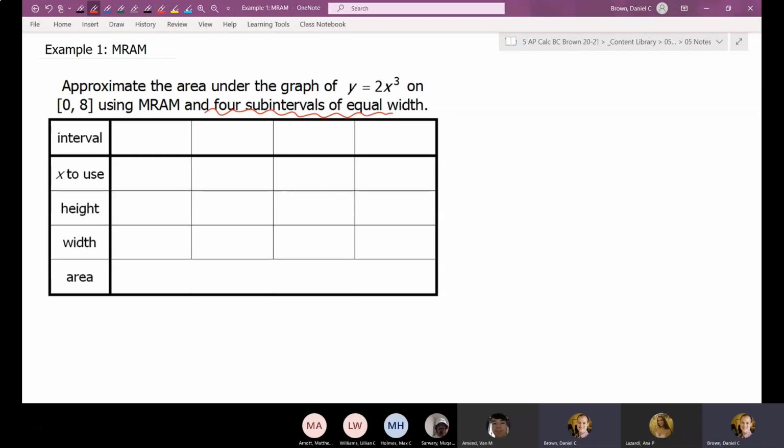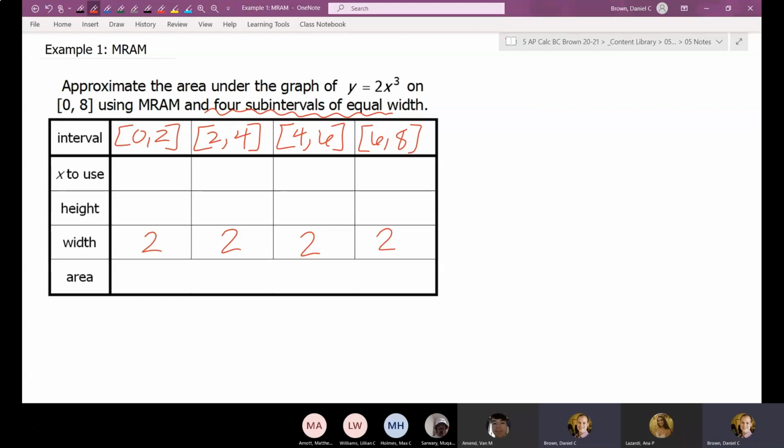I like the chart just because it reminds you of what you have to find and then doing everything else correctly. So if I'm going from 0 to 8 and I want to use 4 subintervals of equal width, how wide is each of those intervals going to be? 2. So I know that the width of each of your intervals is going to be 2. And if you have a width of 2, I know you have one rectangle that goes from 0 to 2, another rectangle that will go from 2 to 4, another rectangle from 4 to 6, and another rectangle from 6 to 8. You don't have to graph this problem in order to do it.